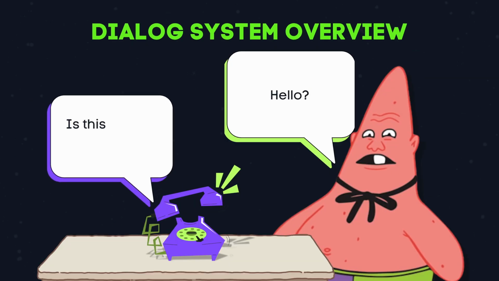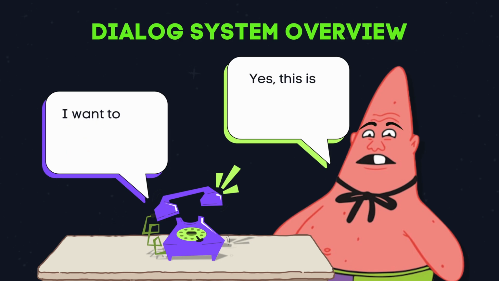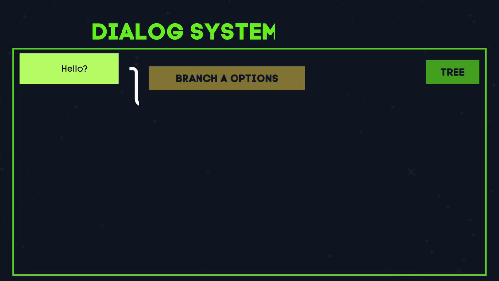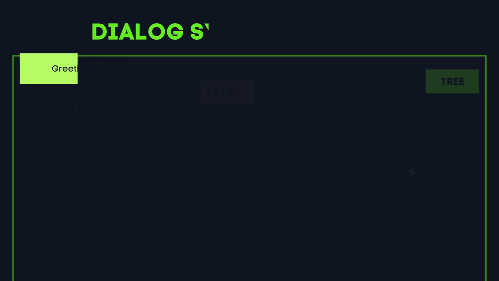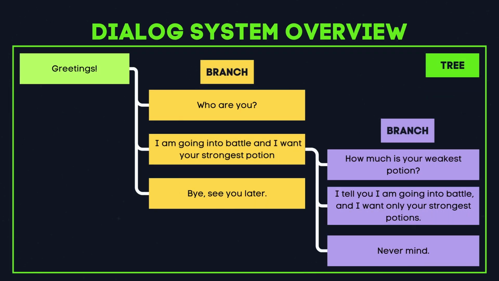Now, let's consider a variation. If the caller initially asked, "Is this Patrick?" instead of, "Is this the Krusty Krab?" what would have happened? Well, the entire state of the first branch would have changed, potentially leading to a new third branch where you respond with, "Yes, this is Patrick. Who is this?" instead of directly going to the second branch. Each state influences the direction and outcome of the conversation, which is the dynamic nature of dialog trees.